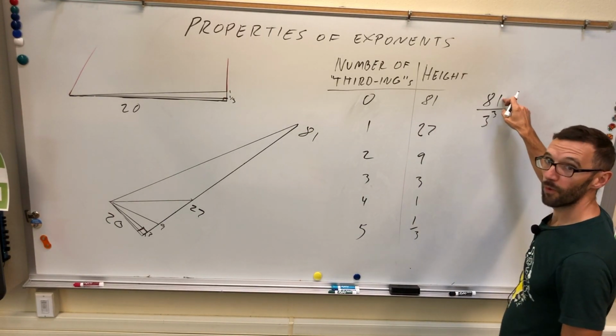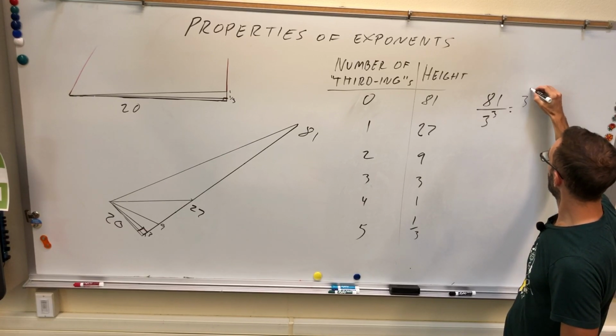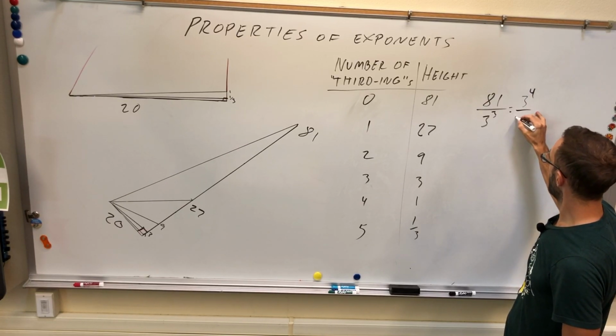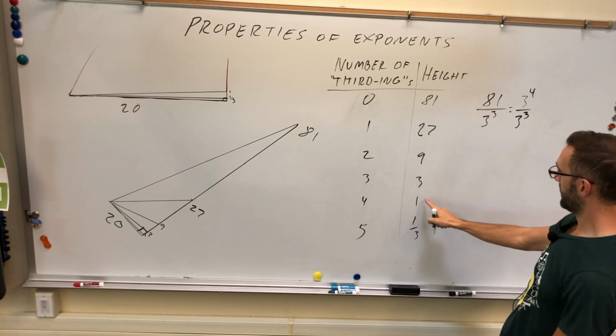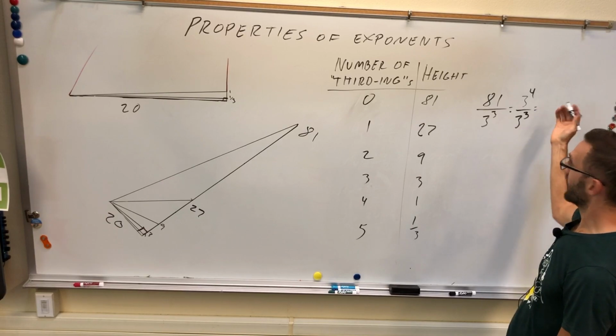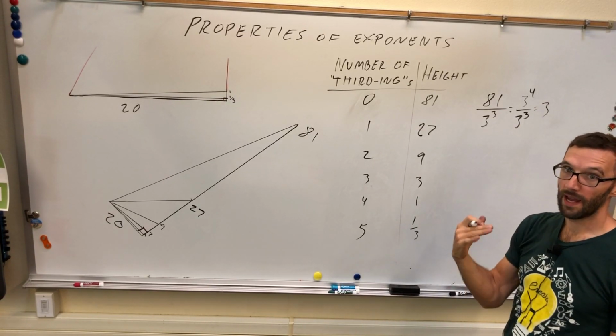So let's see, 81 in terms of threes is 3 to the 4th. And we're dividing by 3 to the 3rd. So what we have, we see one 3 there. So that's exactly what we're left with, is 3. Now, why is that the case?